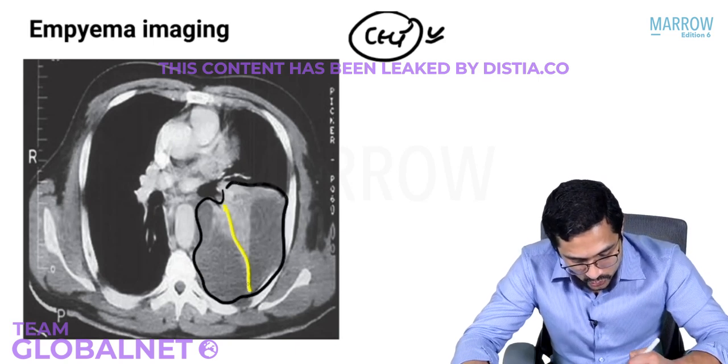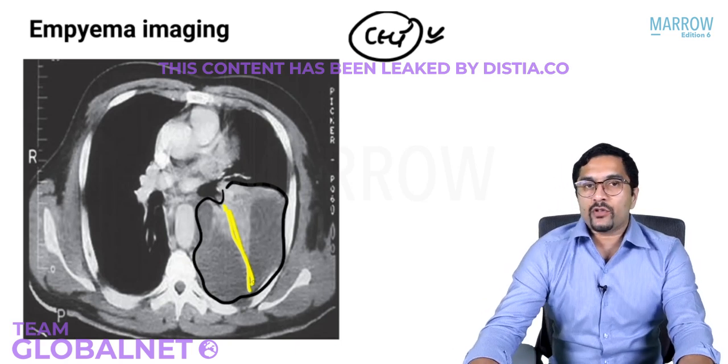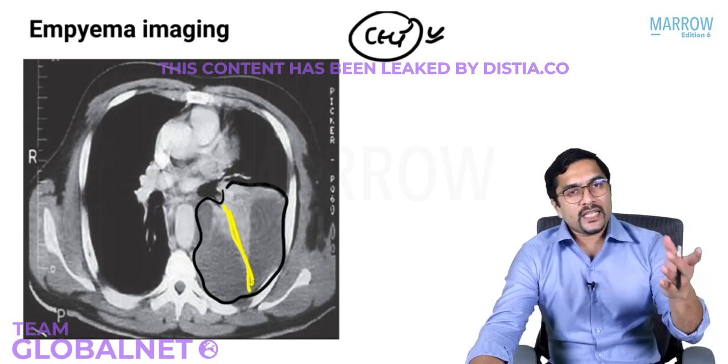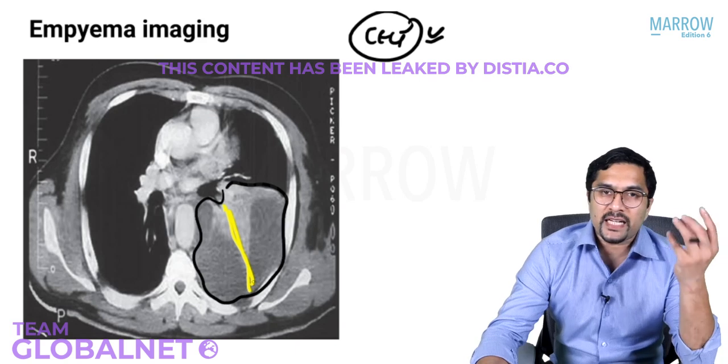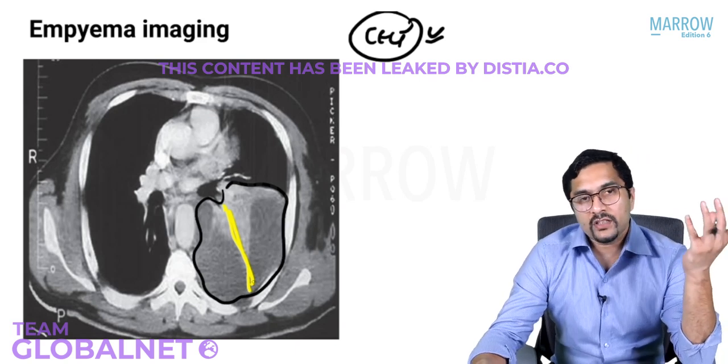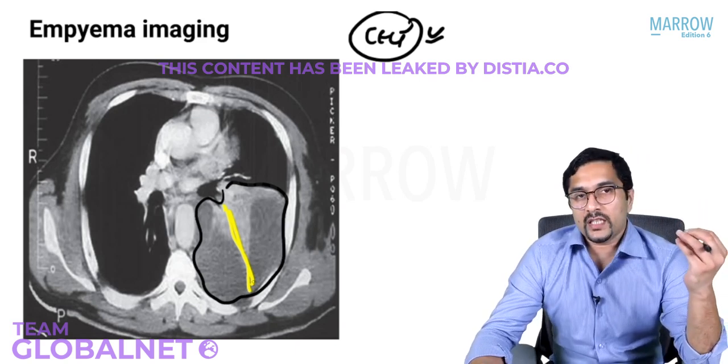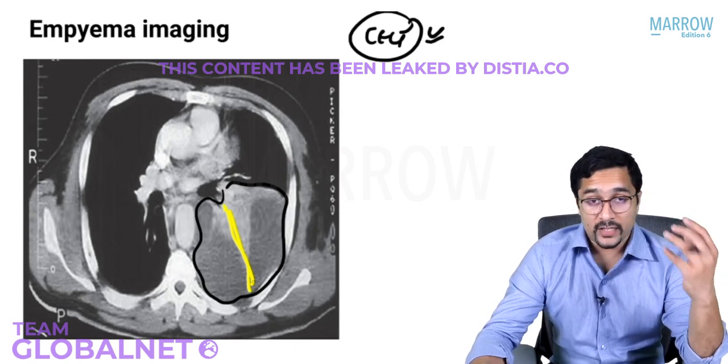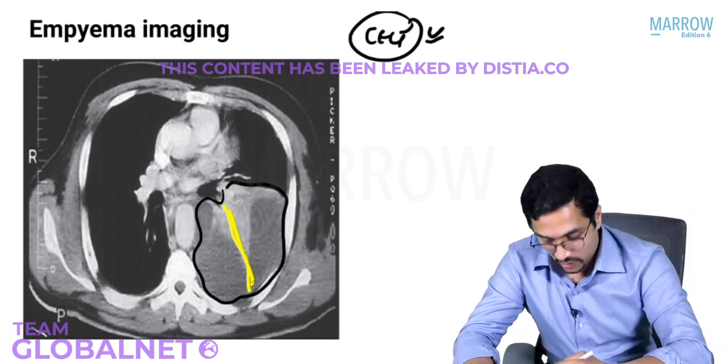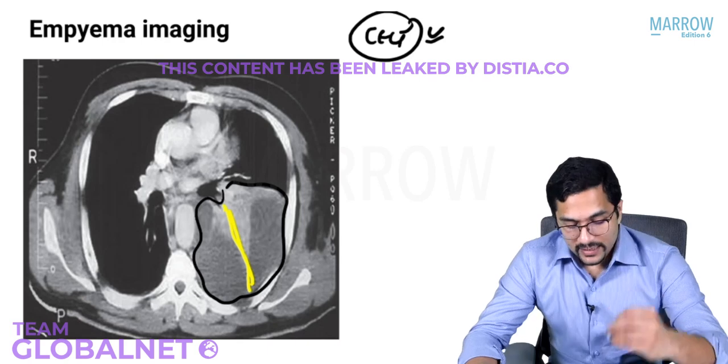Sometimes there can be loculi in these collections, which is why if you put in a chest tube, it will only drain one loculus, or if you aspirate, it might just drain one loculus. So we need to be careful in these patients that all the loculi are drained properly so that it does not recur. So this was regarding empyema.